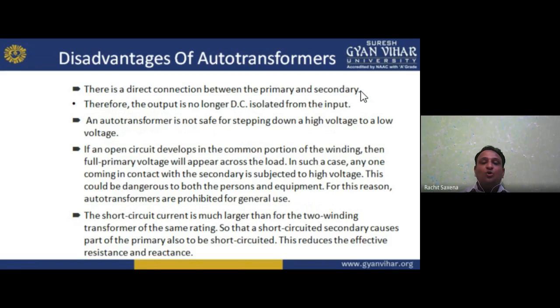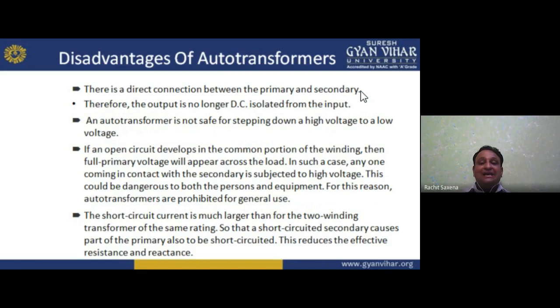Therefore, the output is no longer DC isolated from the input. If I am talking about the primary and secondary, they are directly connected. So what will happen if the secondary gets a fault? The primary also gets the fault. So we cannot have the isolation directly. So we have to make isolation properly.